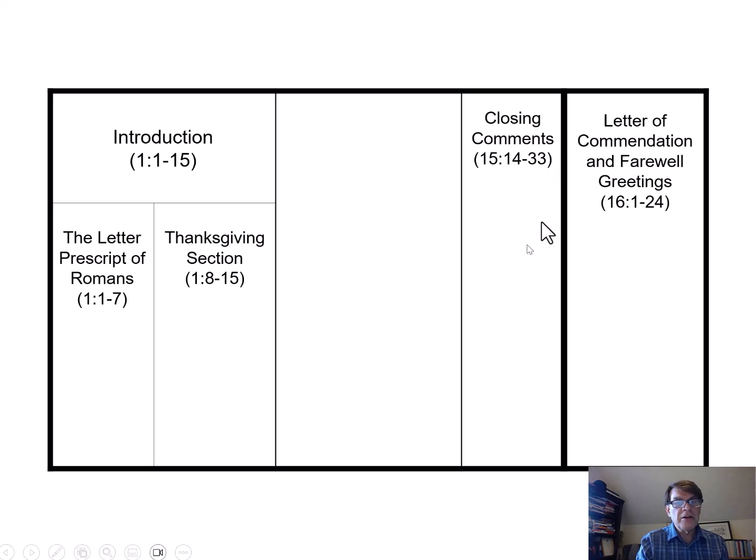But the conclusion to the letter proper, I would say, is these last verses of chapter 15. And there is a verse in some manuscripts that sounds like it's closing in some way here, which provides some evidence, again, that there was a version of Romans at one point that didn't have chapter 16 on it. Again, that's the minority opinion at the moment, but things change. So we have introduction, and we have this kind of closing comments, conclusions at the very end.